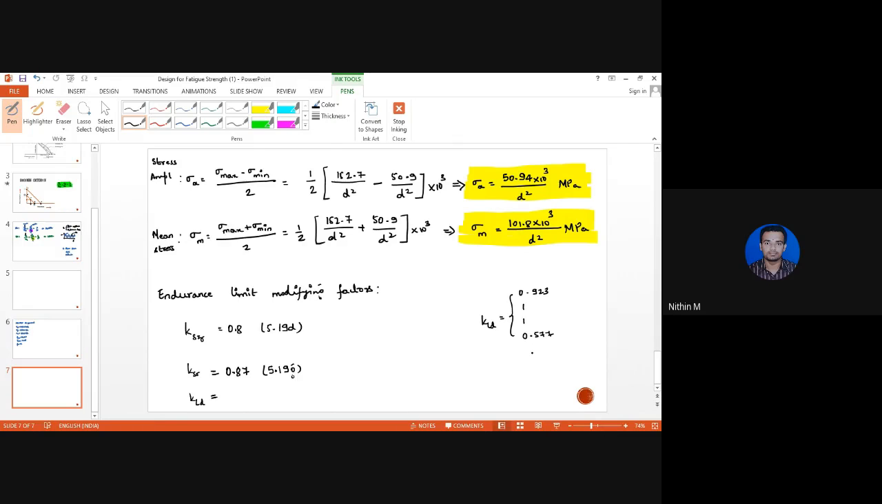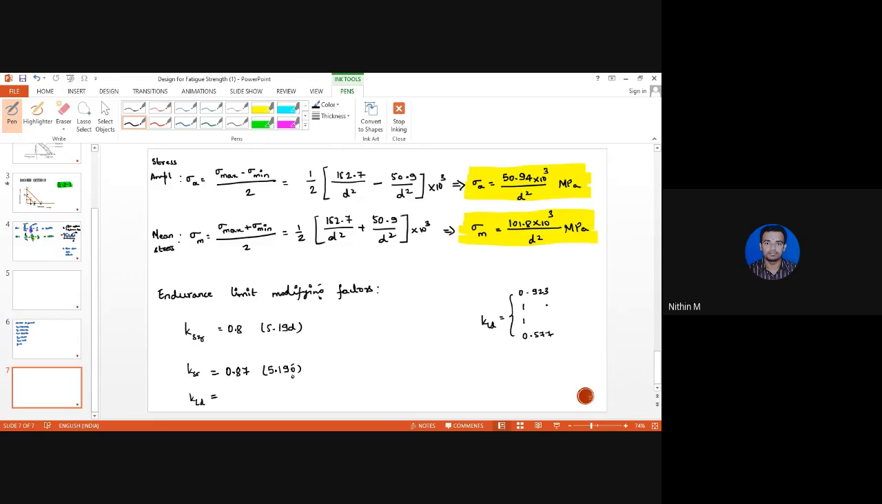First one, the load factor equation. According to Shigley, the author I was mentioning to you, the one who wrote the textbook, the load factor will be 0.923 if the load is axial and the ultimate strength of the material is less than or equal to 1520 MPa. So the load factor will be 0.923.